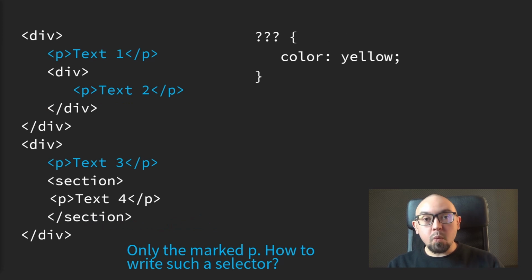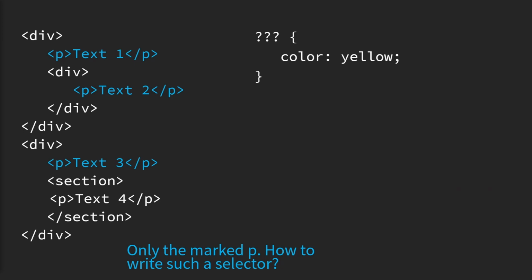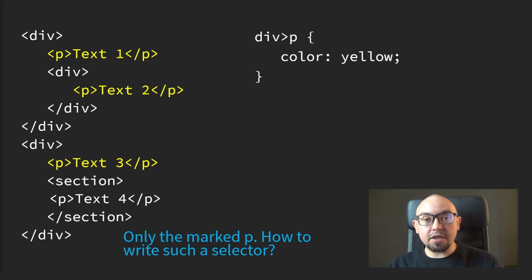Another task. What selector will we use to match the marked elements? Pause the video and I'll answer in a moment. Here is the correct answer. This is the selector that allows us to get to these elements. Take the p tag, which is the child of the div tag. The p tag with the text 4 in it is a descendant of a div tag, but not its child. This p tag is a child of a section, so it doesn't match our selector.